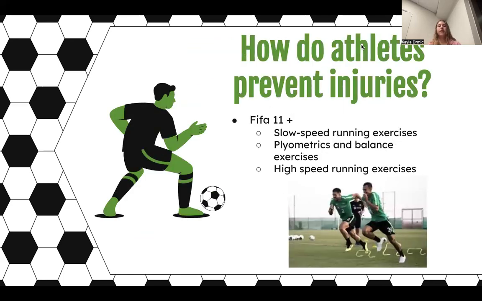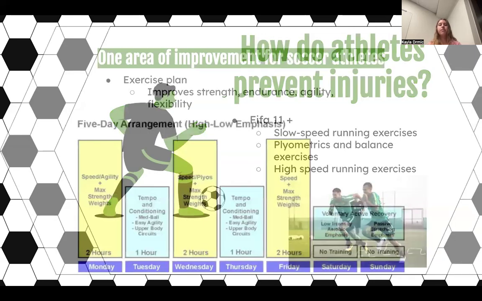Athletes can perform the FIFA 11 Plus to prevent injury, especially females between the ages of 13 to 18 who have a high risk of knee and ACL injury. It consists of 8 minutes of slow speed running exercises, 10 minutes of strength, plyometrics, and balance exercises, and 2 minutes of high speed running exercises. This program improves neuromuscular control, jumping and agility skills, coordination, and reduces risk of injury.